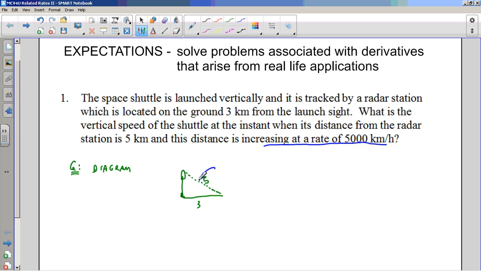So this here is actually changing, right? So what am I going to call that? Maybe I'll call it S, not R because R would be rate, and I don't want to use H because H is the height. I'm going to use S. So I'm going to call this ds dt, and that is 5,000 kilometers per hour. So this distance is increasing at 5,000 kilometers per hour. Okay, great.